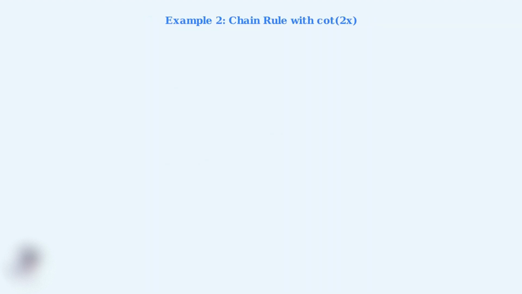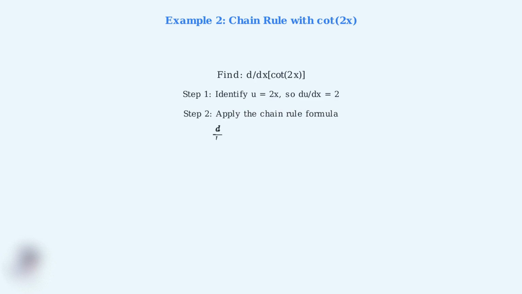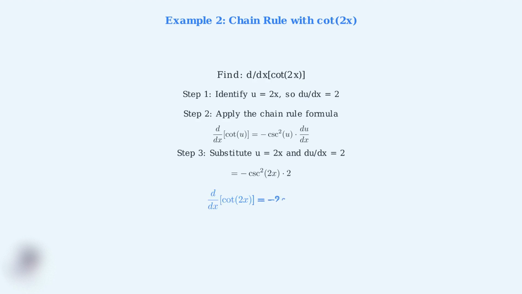For our second example, we'll find the derivative of cotangent of 2x. This requires the chain rule since we have a composite function. We need to find the derivative of cotangent of 2x with respect to x. Step 1, we identify u as 2x, therefore du/dx equals 2. Step 2, we apply the chain rule formula. The derivative of cotangent u equals negative cosecant squared u times du/dx. Step 3, we substitute u equals 2x and du/dx equals 2 into our formula. Therefore, the derivative of cotangent of 2x equals negative 2 cosecant squared of 2x.